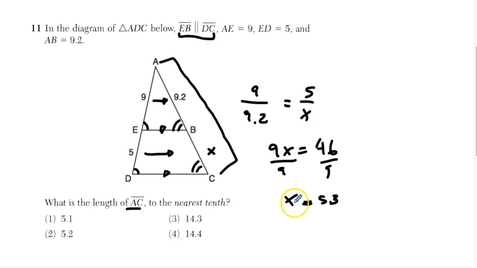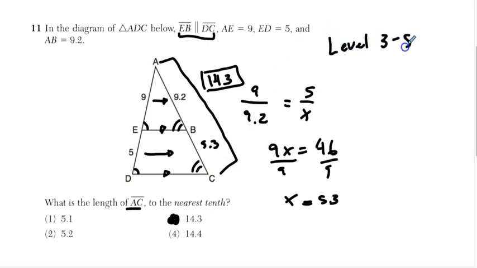Now, that is not our answer though, right? Because if x is equal to 5.3, that just goes right over here. But to get the total, the whole length of AC, we're going to add these two amounts together, and we get 14.3 as our final answer. All right. And this is from level 3, similarity.